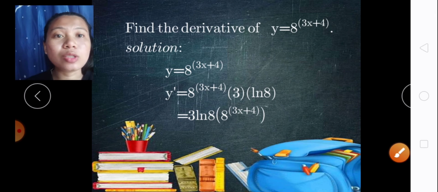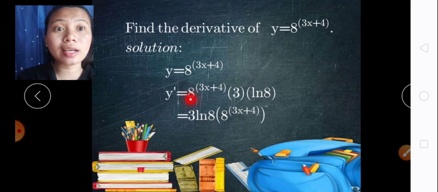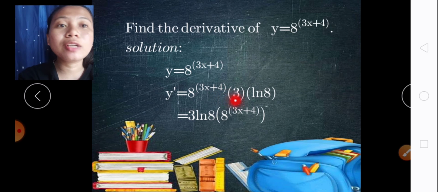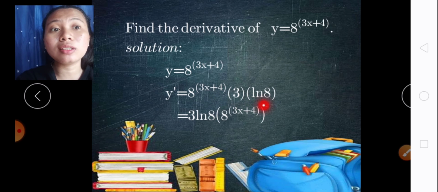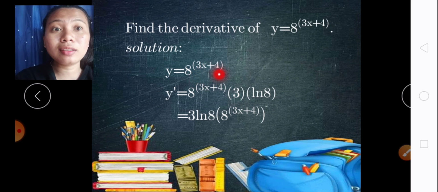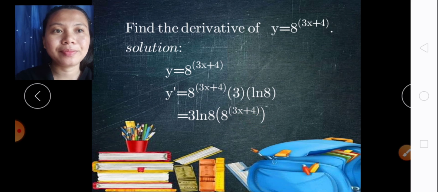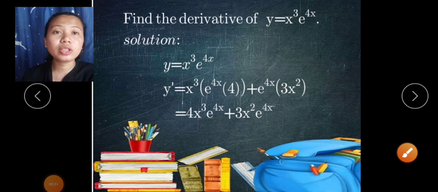So the answer is y prime equals, we copy the exponential form, which is 8 to the 3x plus 4, then we multiply the ln 8, which is our base is 8, then we multiply the derivative of the exponent, which is the answer is 3. So when we simplify it, our final answer is y prime equals 3 ln 8 times 8 to the 3x plus 4.